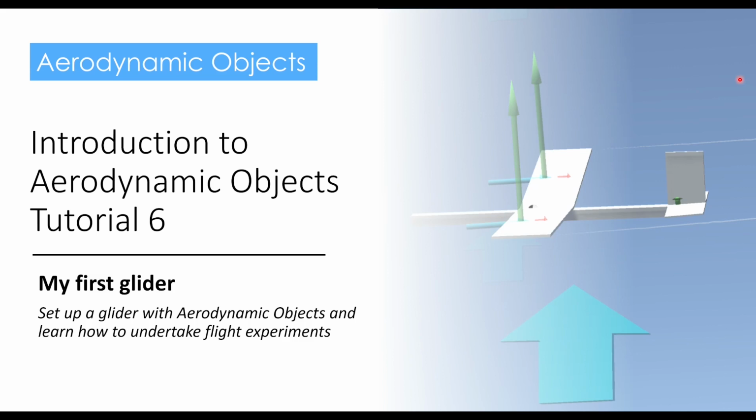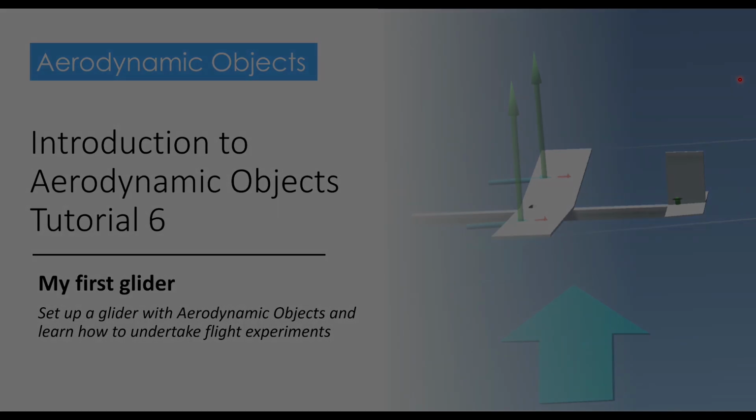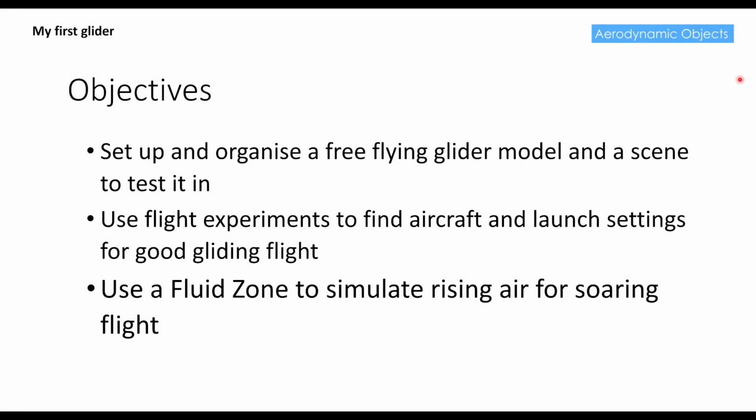Welcome to Introduction to Aerodynamic Objects, Tutorial 6: my first glider. In this tutorial we're going to set up a glider with aerodynamic objects and learn how to undertake flight experiments. So our objectives: we're going to set up and organise a free-flying glider model and a scene to test it in. Then we're going to use some flight experiments in Aerodynamic Objects to find aircraft and launch settings that make the glider fly well.